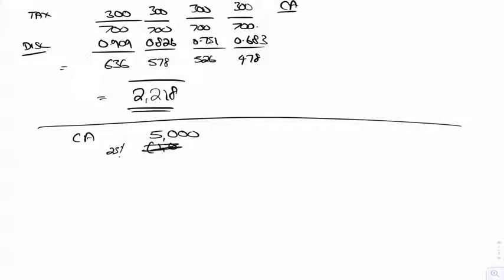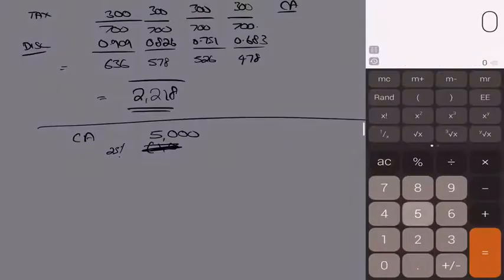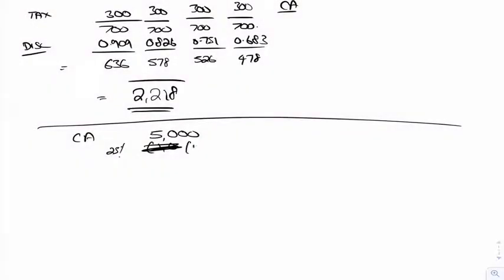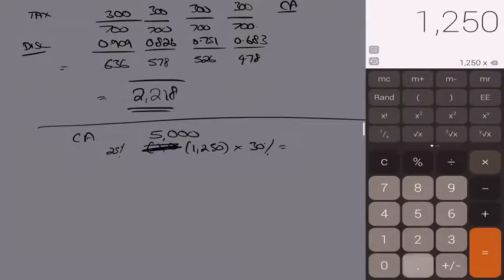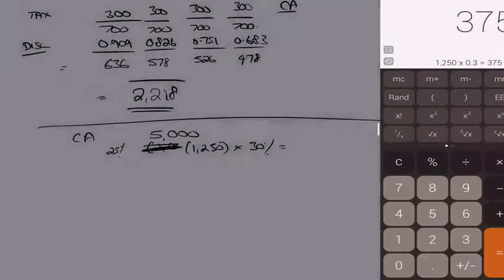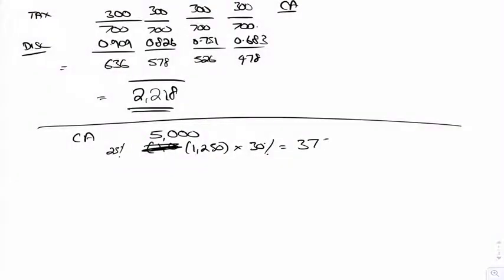So 25% capital allowances would be 1,000. Wouldn't be 1,000, would it? It'd actually be 1,250, I think, divided by 4. So 1,250, of which I get 30% tax relief. So times by 0.3 gives me 375 in year 1.